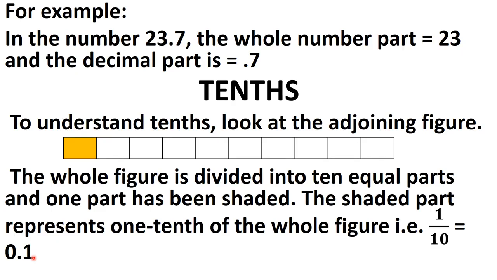If I ask you to write down the fraction of the shaded part of the given figure, how many parts are shaded? 1. And how many total parts are there? 10. And the total parts we always write in the denominator. Okay. And 1 we will write in the numerator. So it is 1 upon 10. Clear? See one more figure.